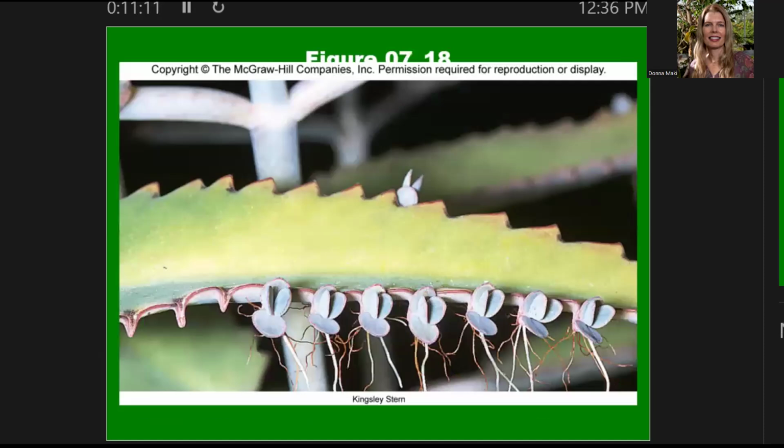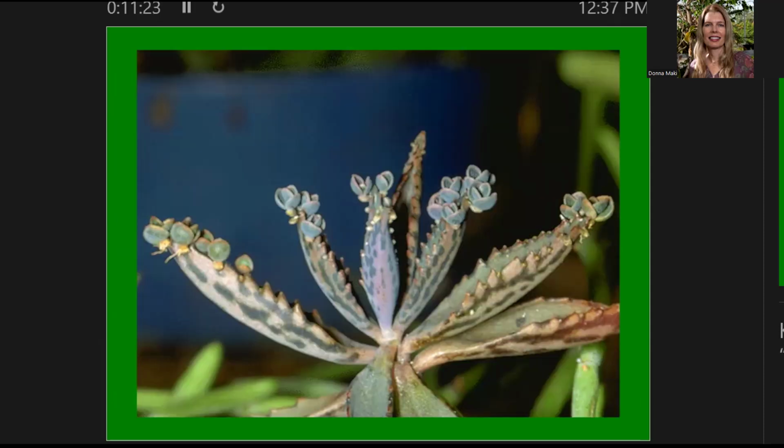Here's a really nice image. So, quite an interesting adaptation, very good. I mean, we used to have a lot more mother of thousands plants in the greenhouse, and that was back in the day.